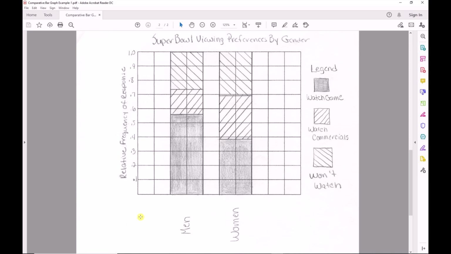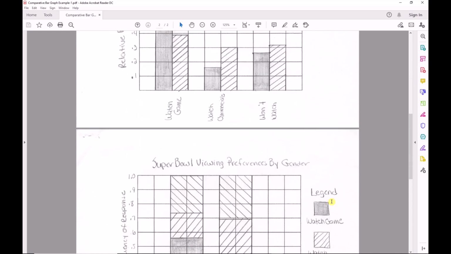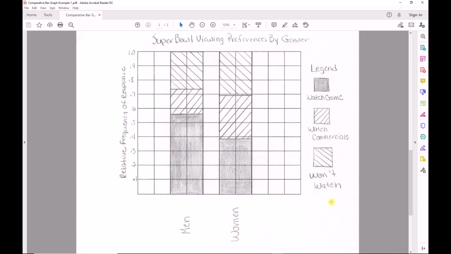It's on kind of a grid, as is the other one, and these are considered good graphs. I got my labels, my titles, my scales, my legend. I did it neatly with a straight edge, and that's all I ask.